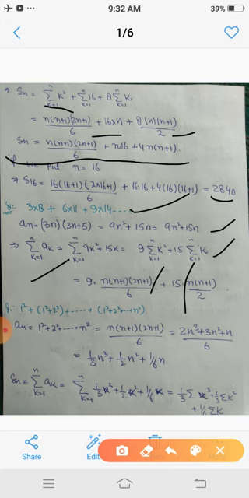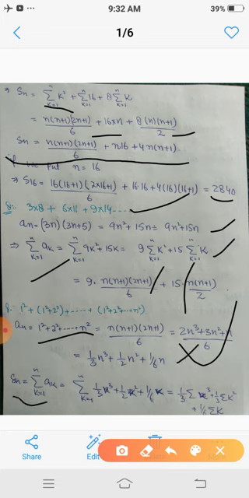Now the last one is 1 square plus 1 square plus 2 square plus so on to 1 square plus 2 square up to n square. The first term is 1 square, the second term is 1 square plus 2 square, the third term is 1 square plus 2 square plus 3 square. Similarly the nth term an is 1 square plus 2 square plus so on to n square, which is actually n into n plus 1 into 2n plus 1 by 6. After simplifying this, it is 2n cube plus 3n square plus n upon 6.